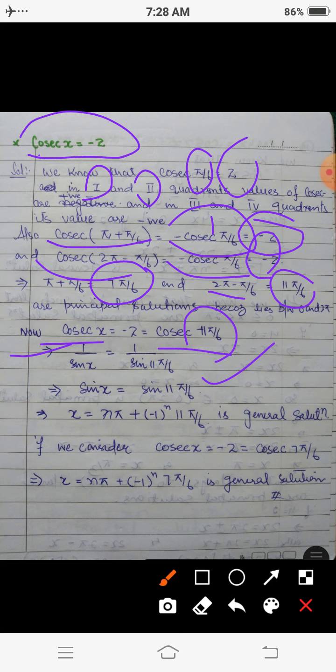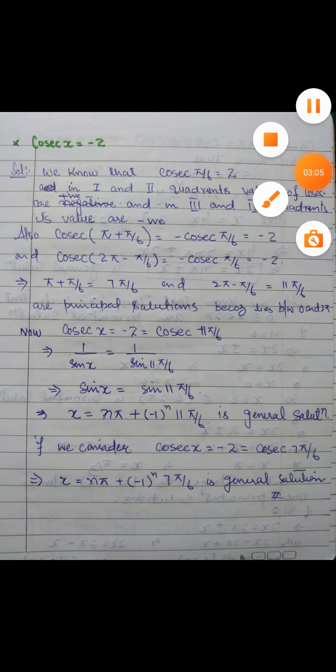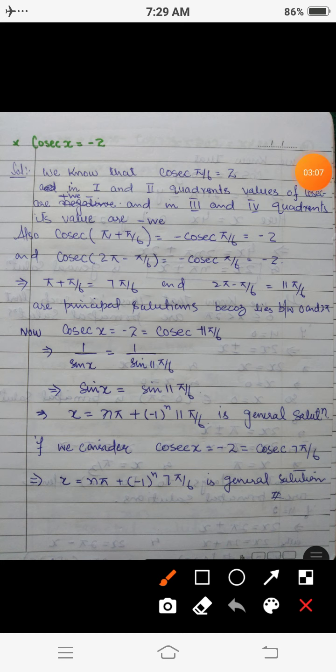Now using the rule sine x equals sine y implies x equals n pi plus minus 1 raised to power n y, here y is 11 pi by 6. So sine x equals sine 11 pi by 6 implies x equals n pi plus minus 1 raised to n times 11 pi by 6. This is the general solution for this very equation, cosec x equals minus 2.